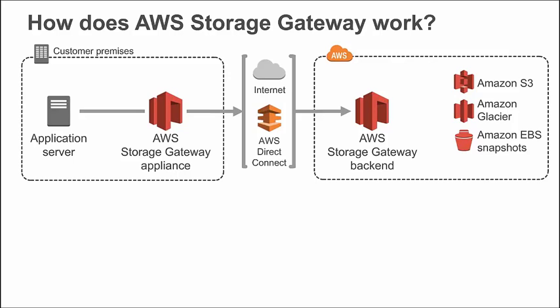The connection from the appliance is outbound towards AWS using HTTPS. So it's firewall friendly and it's secure and encrypted. You can route this traffic over the open internet, or you can use a Direct Connect link if you have one. The backend in turn integrates with Amazon S3, Glacier, and EBS to provide the secure and durable storage functionality.